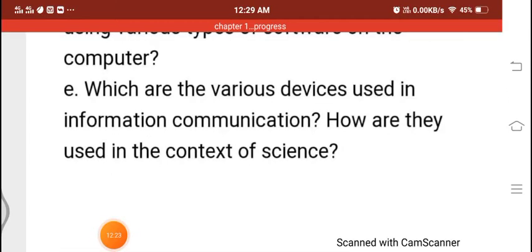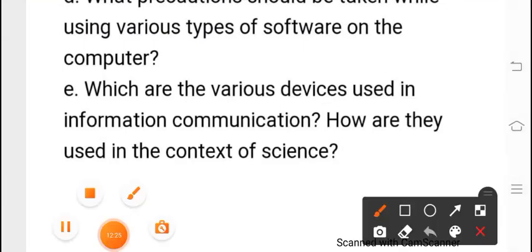Now next question, question E. Which are the various devices used in information communication? How are they used in the context of science?